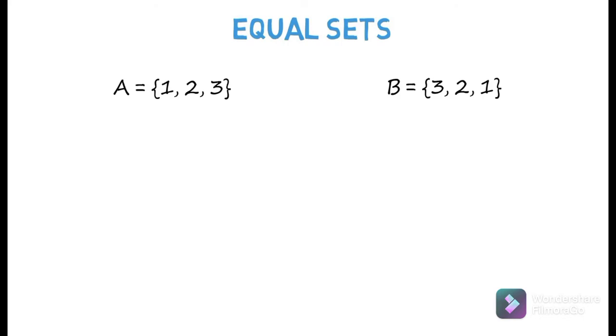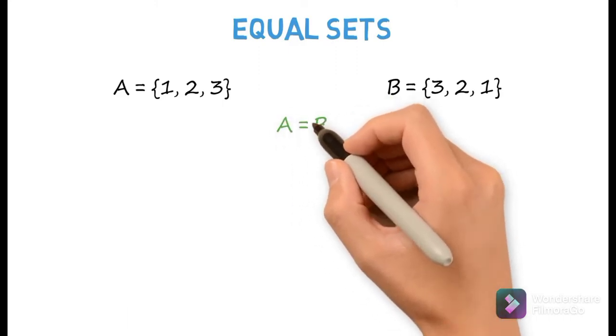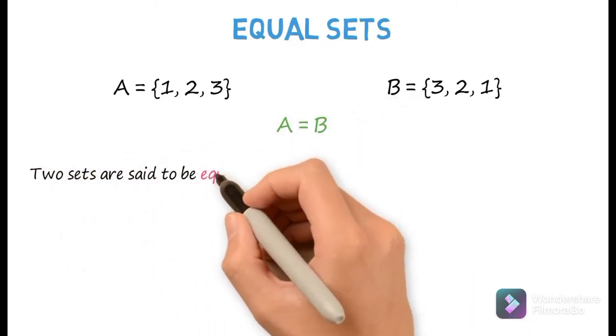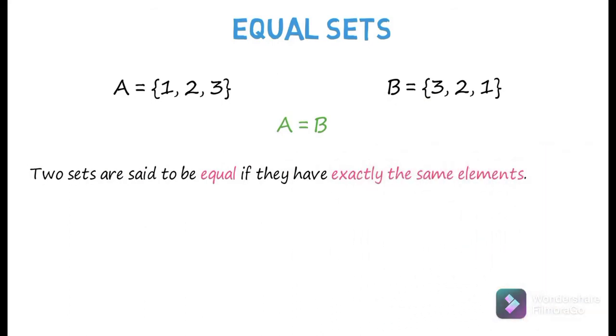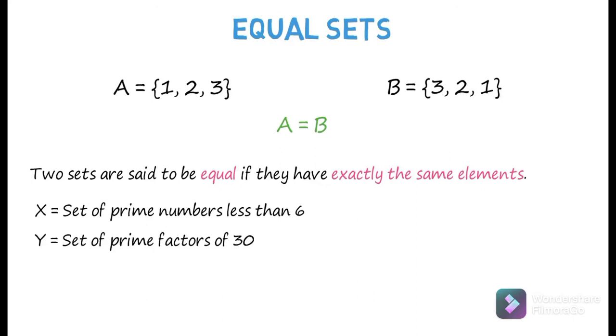In this video, we will discuss equal sets. Consider two sets, A and B. We observe that every element of A is also an element of B, and every element of B is also an element of A. Therefore, we can say A is equal to B. Two sets are said to be equal if they have exactly the same elements. Let's discuss a few examples. Let X be the set of prime numbers less than 6, and Y be the set of prime factors of 30. Clearly, both the sets have 2, 3 and 5 as their members. Therefore, X is equal to Y.